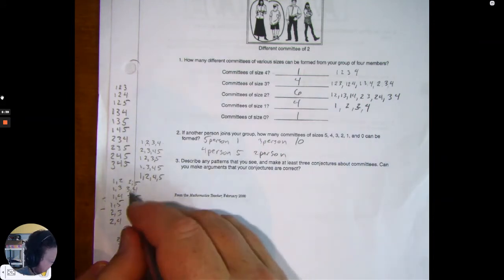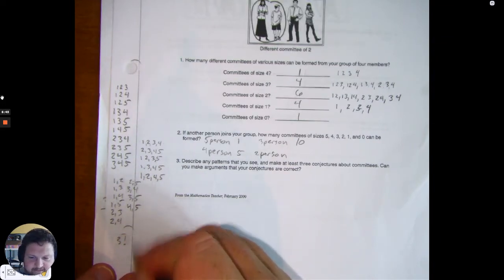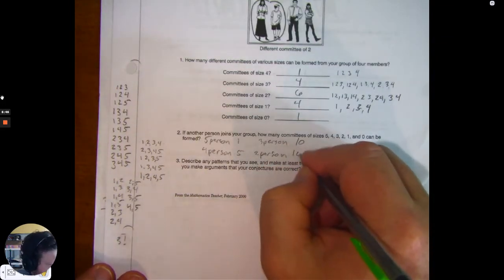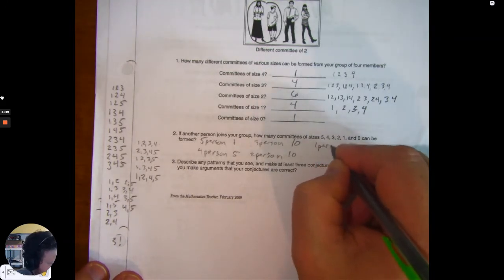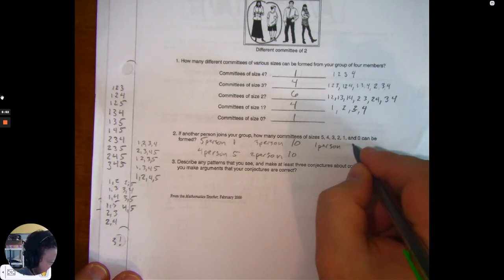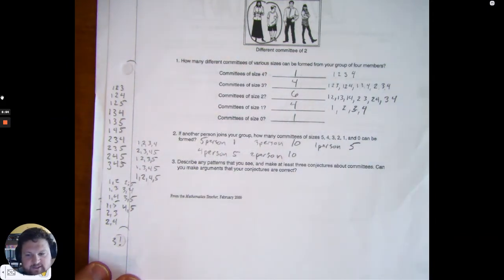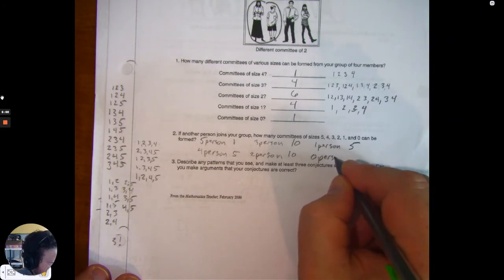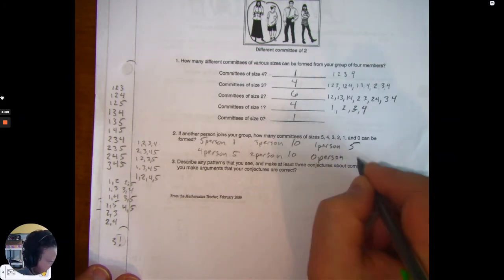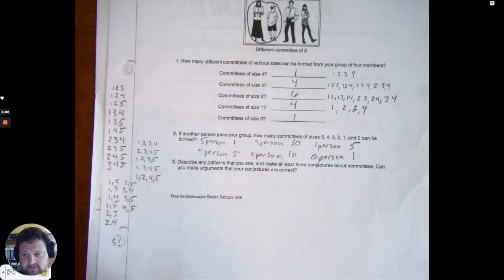Did I forget one? Oh, I forgot 4 and 5, right? Got to get to that last one of 4 and 5. So that gives me another 10. Okay, so then when I go to my 1-person, we know that there's going to be 5 because we can select each one of the 5 individual members. And if I have 0 people in it, a 0-person committee, there's only one way to do that, which is to draw none of them.